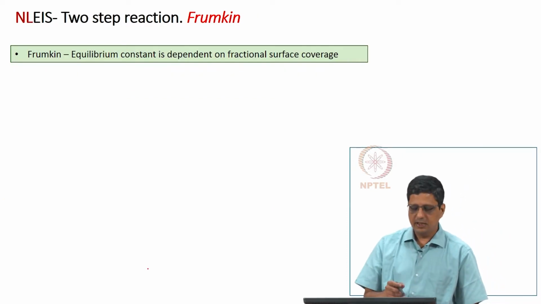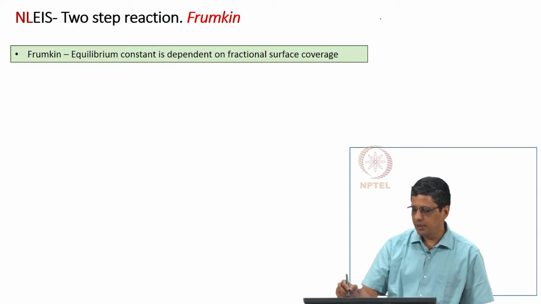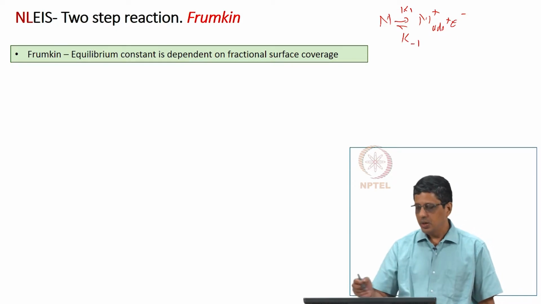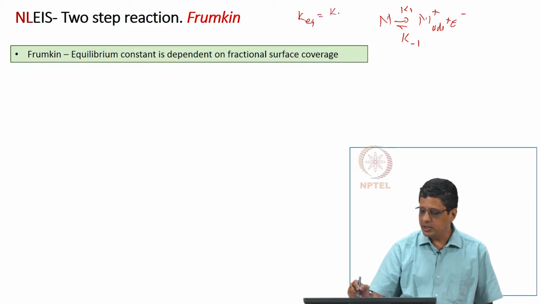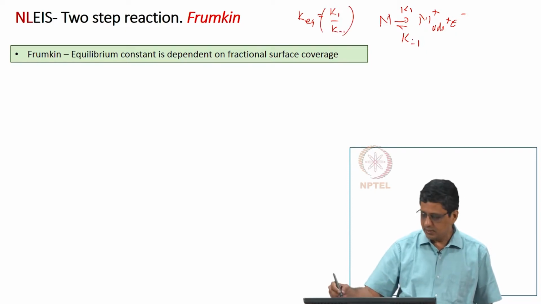In the case of the Frumkin isotherm, it does not tell anything about the rate constant, all that it tells is the equilibrium constant. So, if we have a simple reaction in one step, let us say k1 is the rate constant for the forward reaction, k minus 1 is the constant for the reverse reaction. Then it does not tell how k1 will vary or k minus 1 will vary, it just says the equilibrium constant, which is k1 by k minus 1, is dependent on theta, that is all it says.